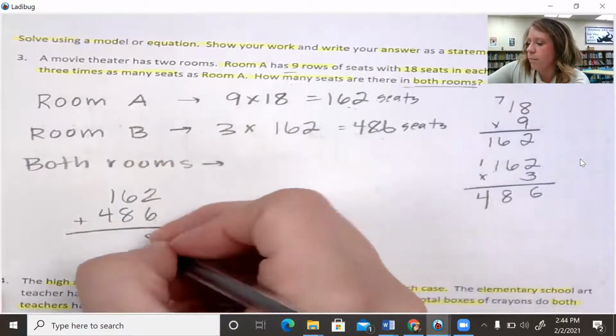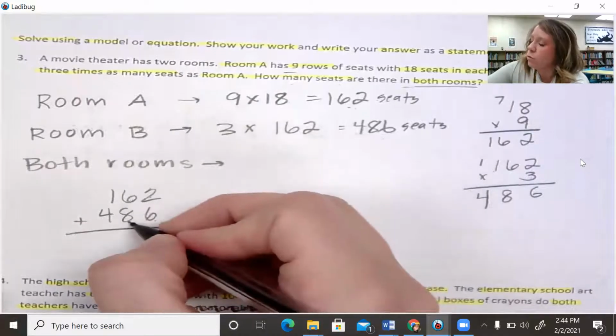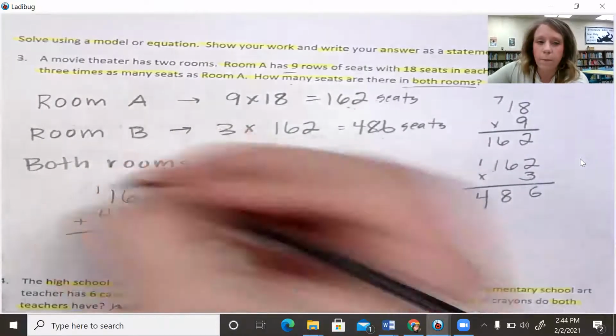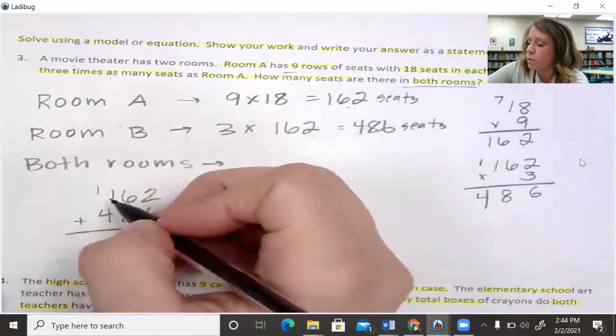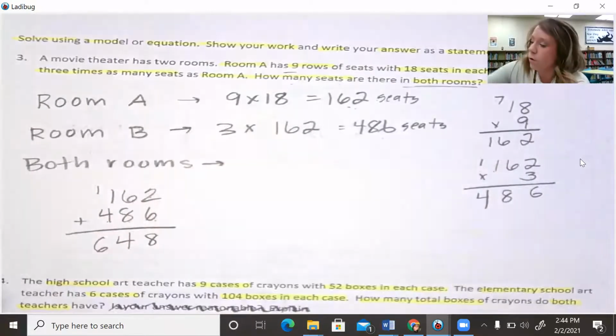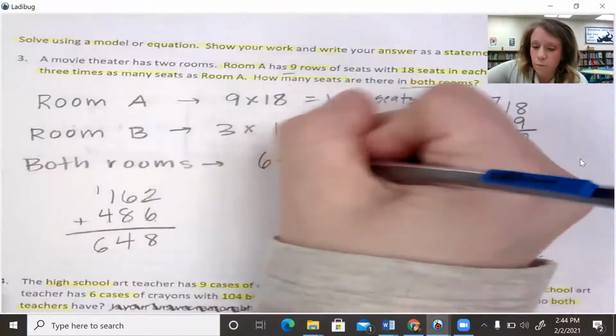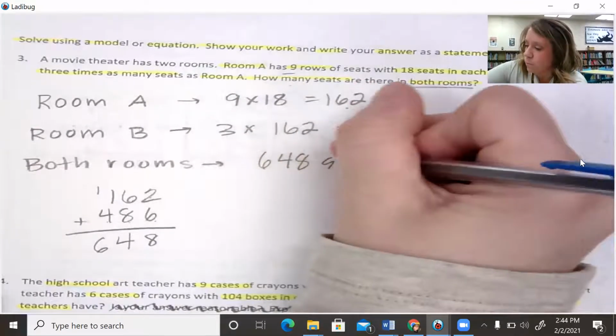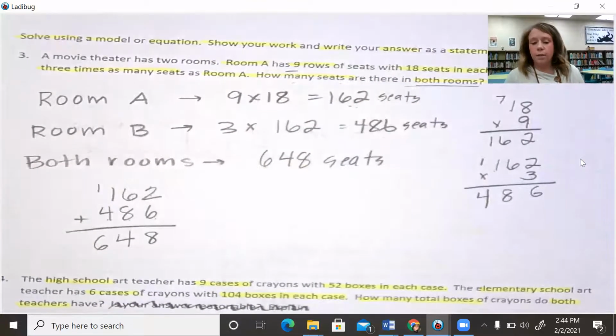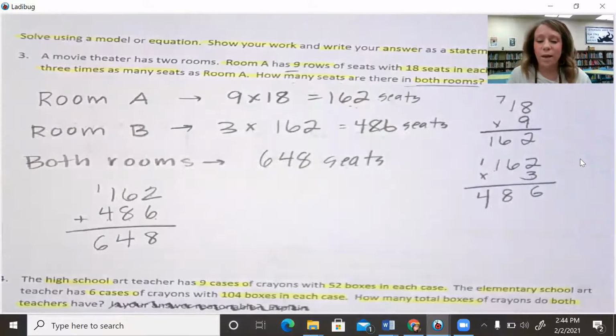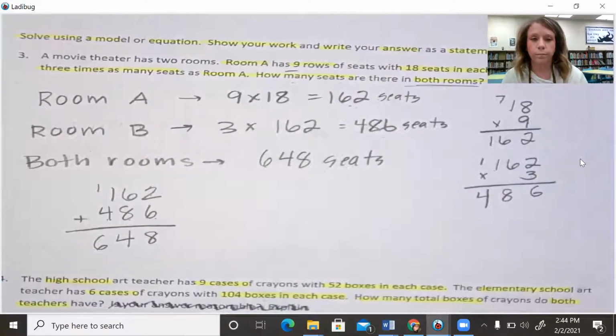2 plus 6 equals 8. 6 plus 8 equals 14. Put down my 4, carry my 1. 1 plus 1 plus 4 equals 6, for a grand total of 648 seats. If you use a sentence, you could put there are 648 seats in both rooms.